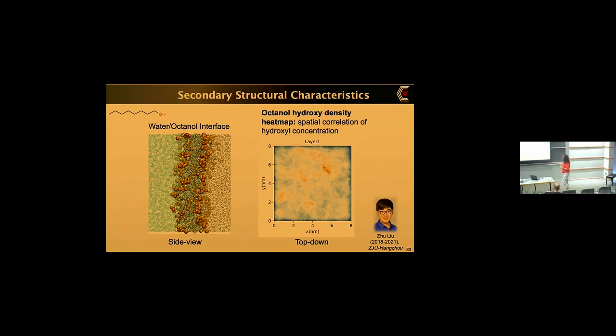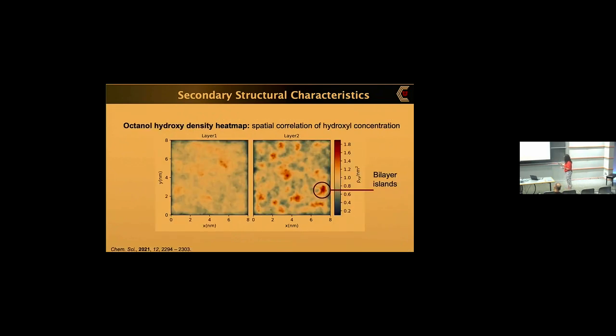If we look just at a heat map of the OH head group density at the instantaneous surface, you can see it's pretty evenly distributed. Those hydroxyls of the octanol that are directly in contact with water are pretty well distributed. But if you look a layer away, where you've now got the bilayer part of the octanol membrane, you can see that there are these patches. And we call these patches bilayer islands.